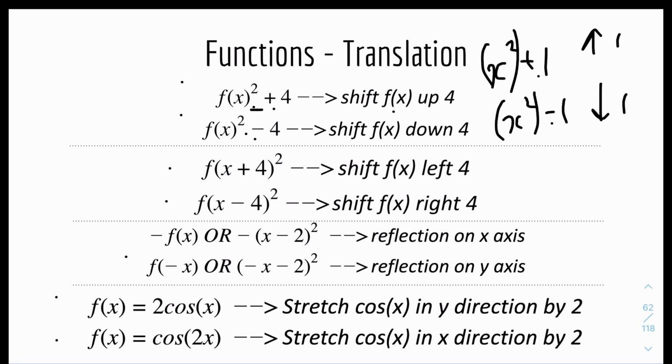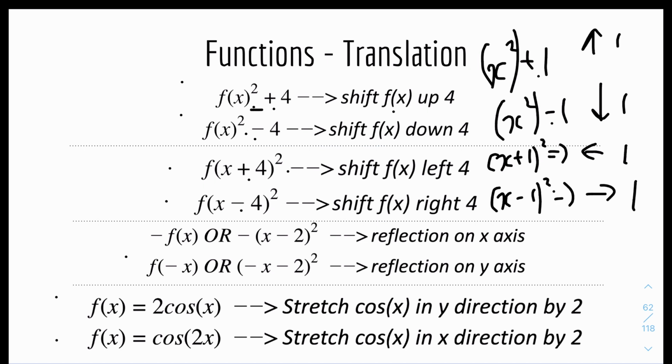And then number 2, you have these two, which is similar to the first two. If it's inside the bracket, if it's plus 4, you shift the function to the left by 4. And if it's minus 4, you shift the function to the right by 4. So it could be like x plus 1 squared. Basically, you shift the function left by 1. If it's x minus 1 squared, you shift the function right by 1.